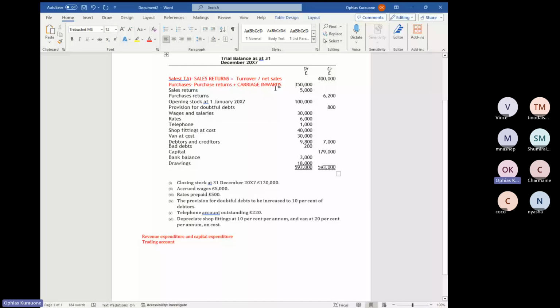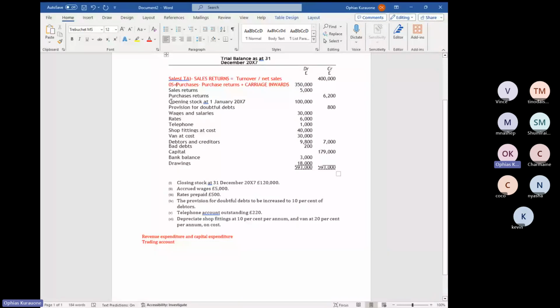So you should know that is sales, then minus sales return, then you get turnover, then less cost of goods sold. Cost of goods sold consists of purchases. Then usually when you are doing our accounts here, we start by saying opening stock. Where do we get our opening stock? Our opening stock, we get it here from the trial balance.